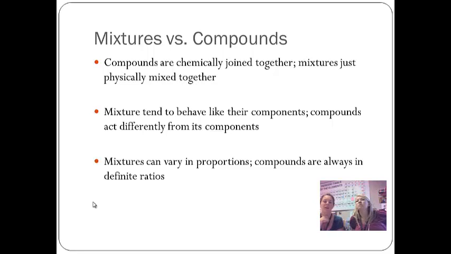And then mixtures can vary in proportions. Like we said, the chocolate chip cookie, if you take a bite, you might get 2 chocolate chips, you might get none, you might get 5. It's going to vary in the proportions that you get those. And then compounds are always going to have definite ratios. So like you would take a drink of iced tea, mind you, no sugar in it or anything like that. Just regular iced tea, it's going to be the same throughout. Got it. Okay, does that make sense?